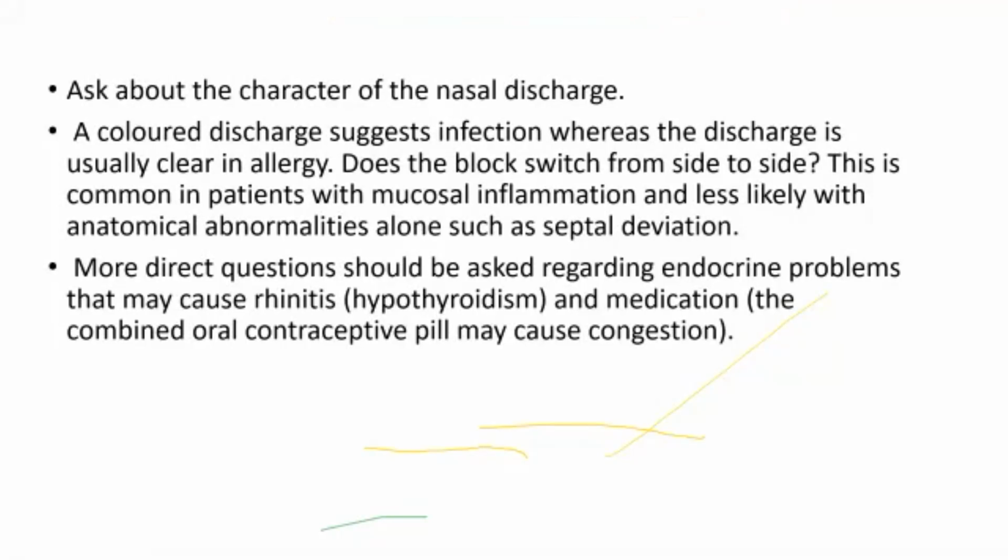So you should keep in mind the character of discharge, as you know. In allergy, the discharge is clear. I already covered this one. And whether side to side change is there or not, you should say. And whether inflammation is there or not, you should think of. And anatomical abnormalities like deviated nasal septum. This is of your level. You can say deviated nasal septum also can cause nasal block. You should keep it in mind.